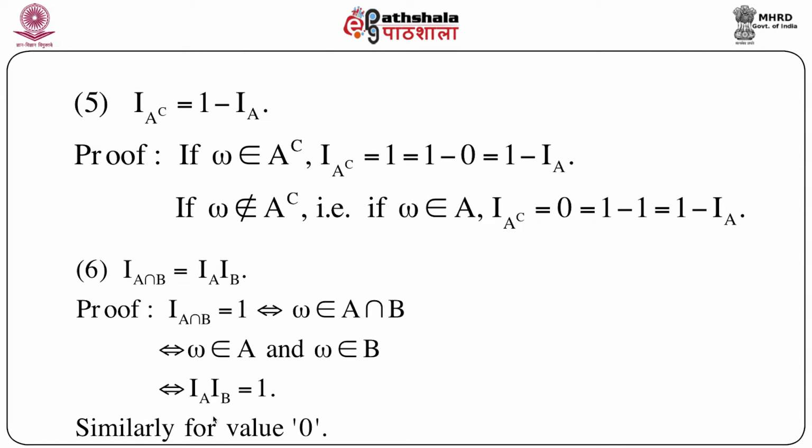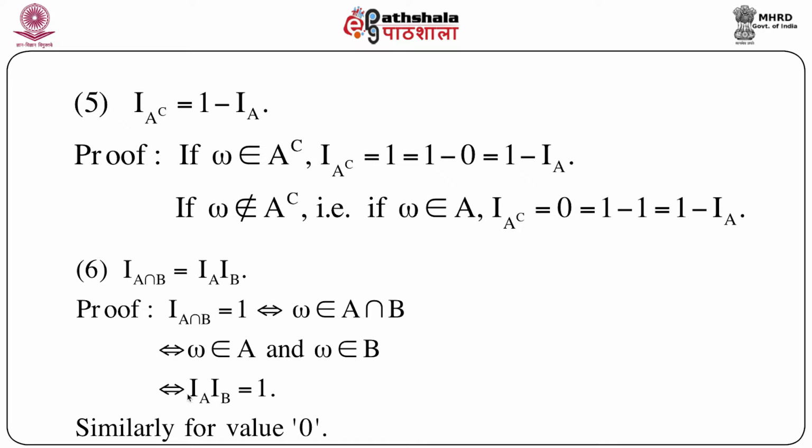Now what about the indicator function over the intersection of two sets? That is, I of A intersection B equals IA into IB. The proof again goes exactly in the same way. That is, I of A intersection B equals 1 implies, and naturally is implied by, omega belongs to A intersection B. This implies and is implied by omega belongs to A and omega belongs to B, because both should hold in order to belong to A intersection B.